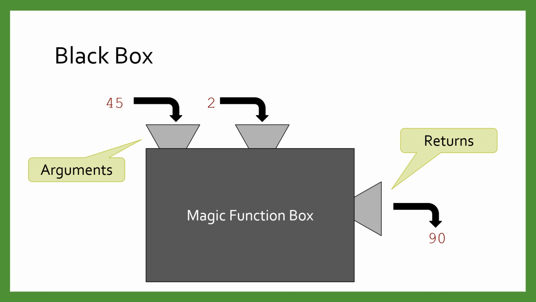Think of a function as a magic black box. You cannot see inside the box to know how it works, but you do not need to. The arguments come in through a funnel. Return values are dispensed through a slot.